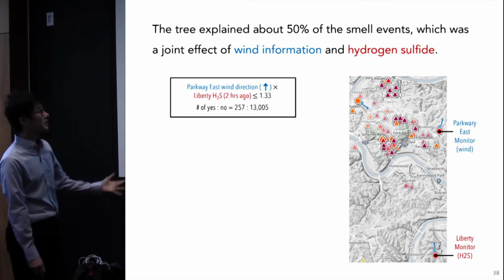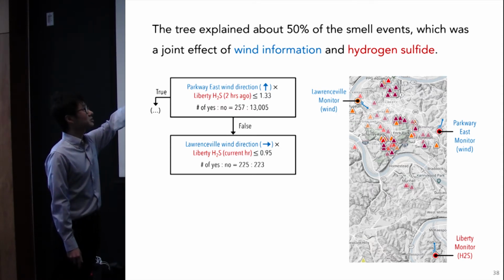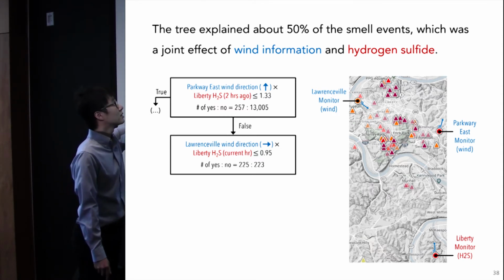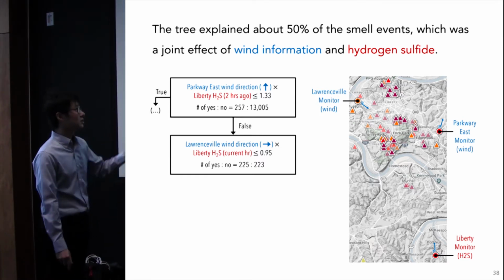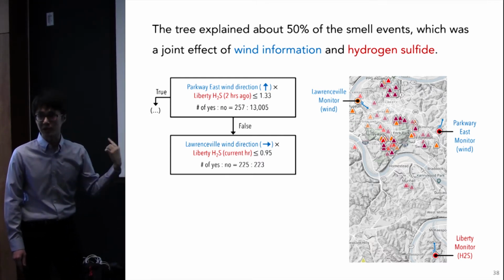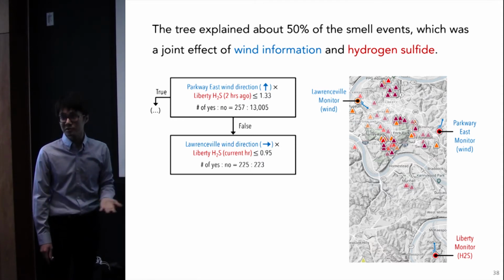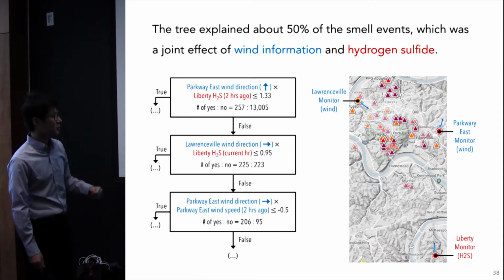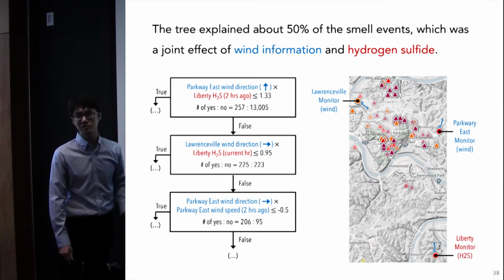And then the second node is the interaction effect of the Lawrenceville monitoring station multiplied by the H2S reading. That one is in an east and west direction. I'm just plotting 3 levels of the tree. There are a lot more data, but basically after that, they are just combinations of wind directions.